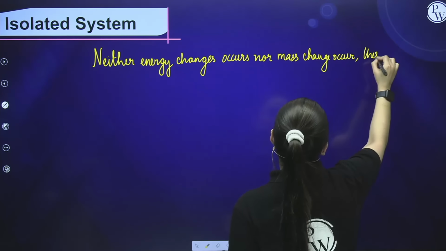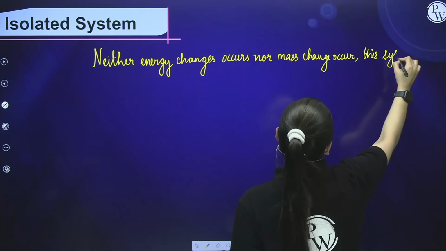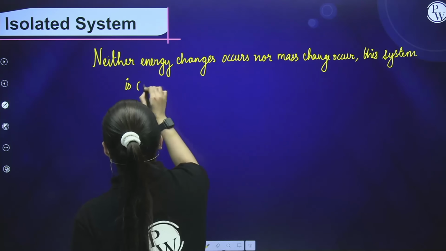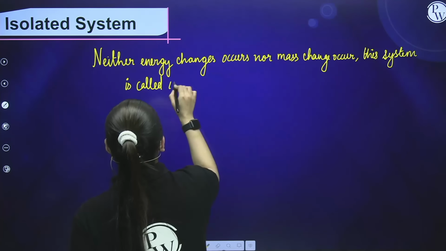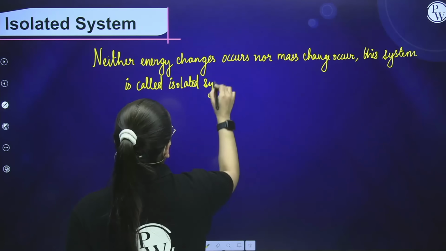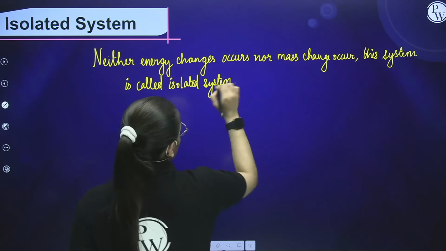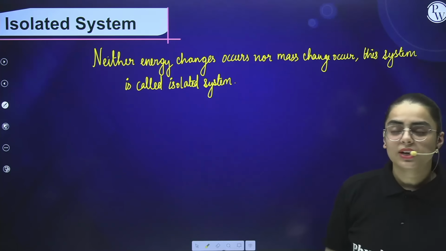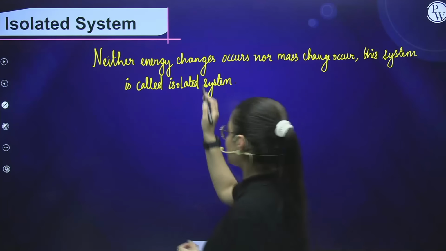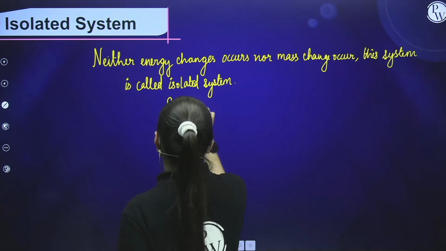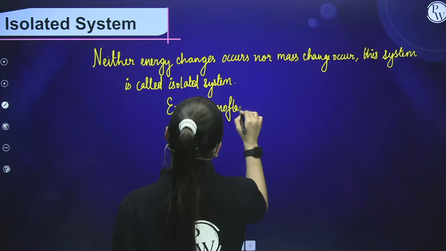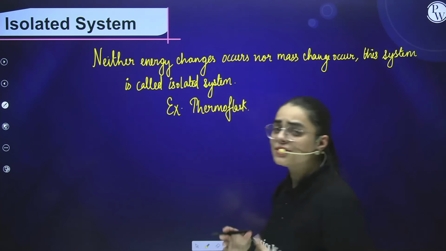This system is called an isolated system. Now it is very easy. For example, if I would say thermoflask, student, the answer is: thermoflask is an isolated system. Thermoflask. Wasn't it easy? It's so easy, right?